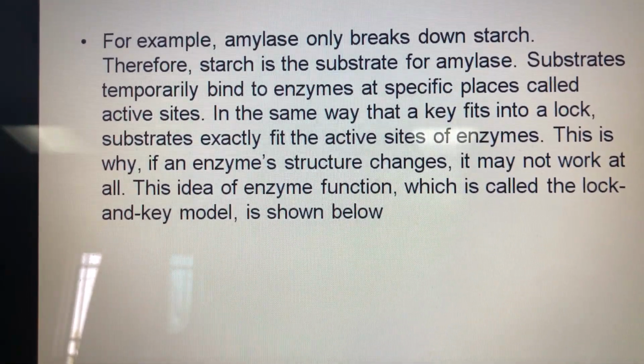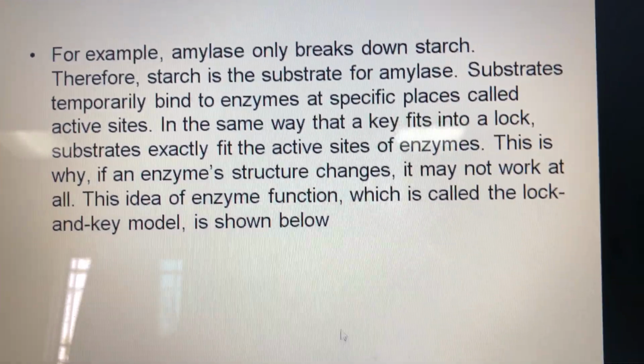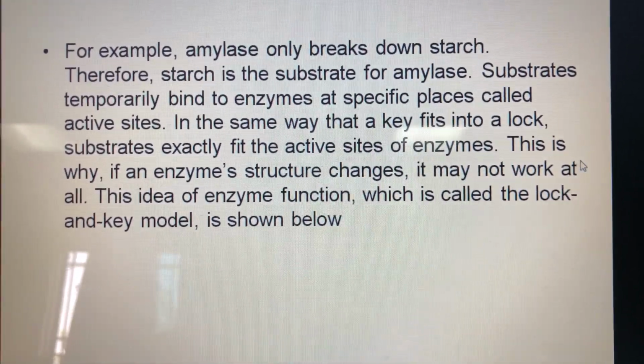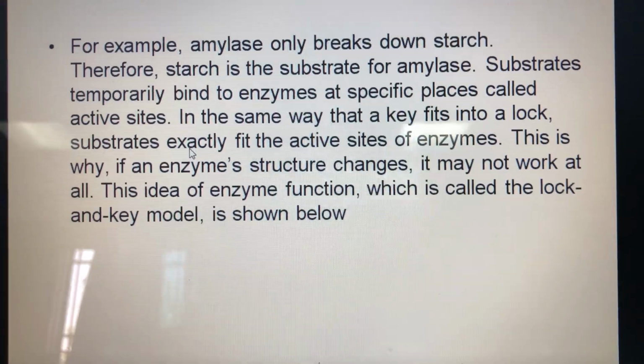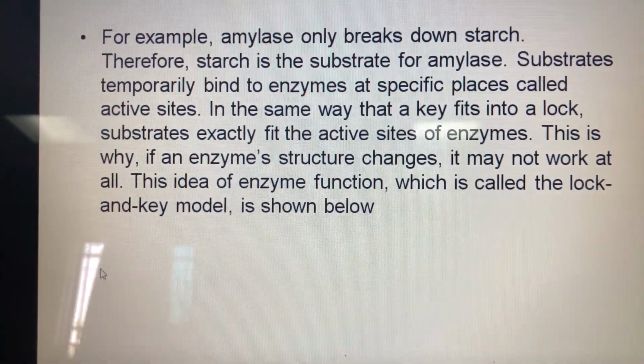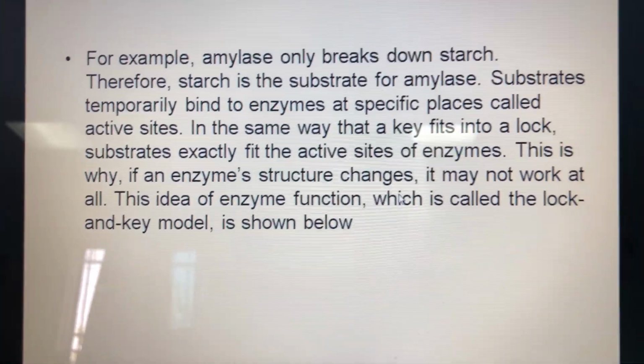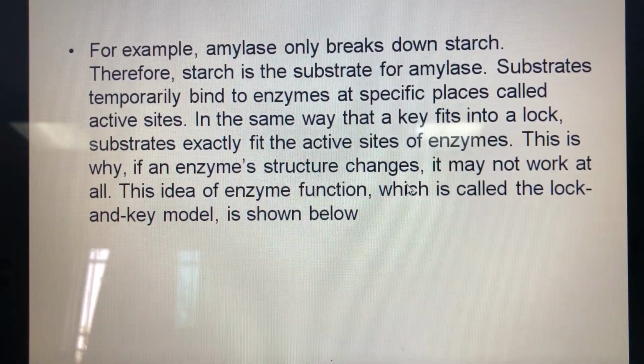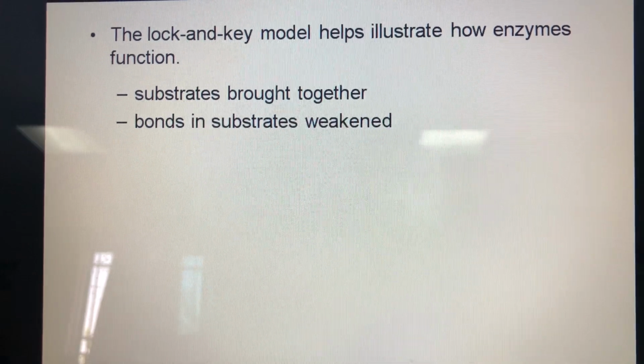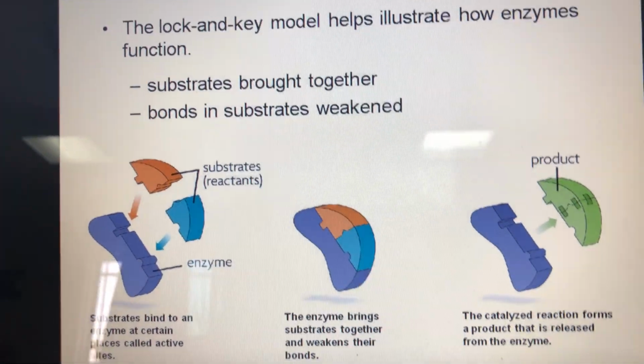This is why, if an enzyme's structure changes, it may not work. It's exactly like the key and its lock. So this idea of enzyme function, which is called the lock and key model, is shown below. Look how it works. The lock and key model explains how the enzymes function.